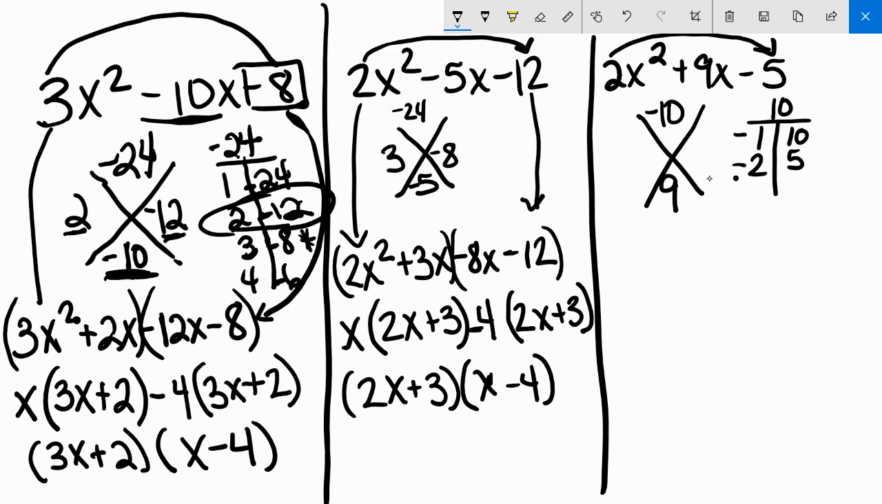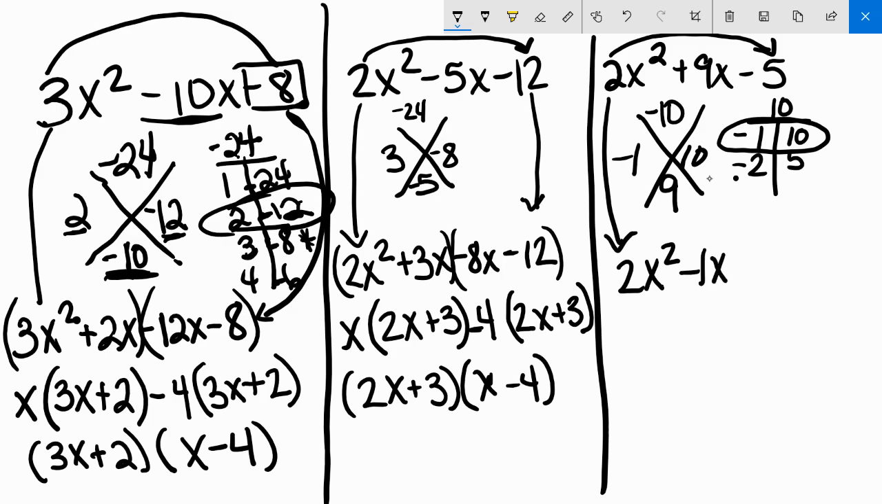And then we're going to pick the pair that adds up to a positive 9. Negative 1 plus 10 is positive 9. So those are the numbers that go on the side. And then we're going to rewrite the polynomial. So bring down 2x squared. And then I'm going to take the numbers off the side of the x. Minus 1x and a positive 10x. And bring down the constant, minus 5.